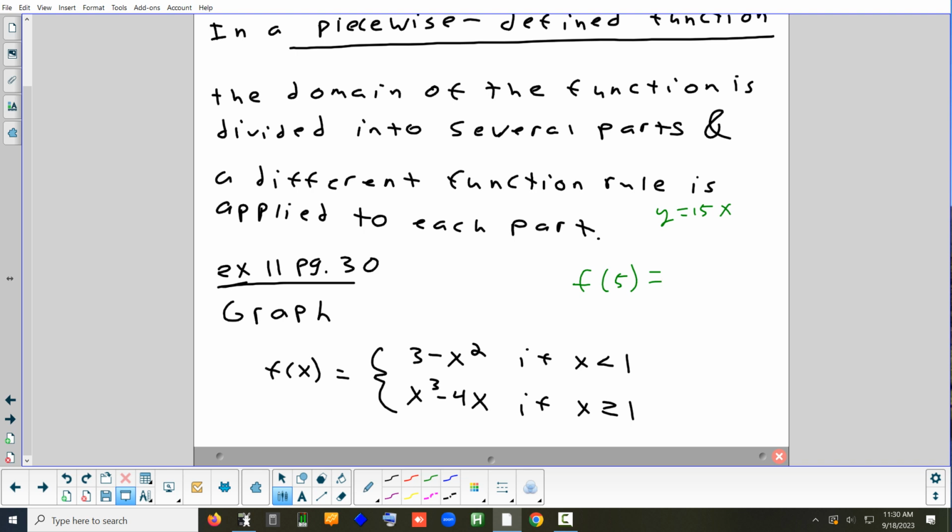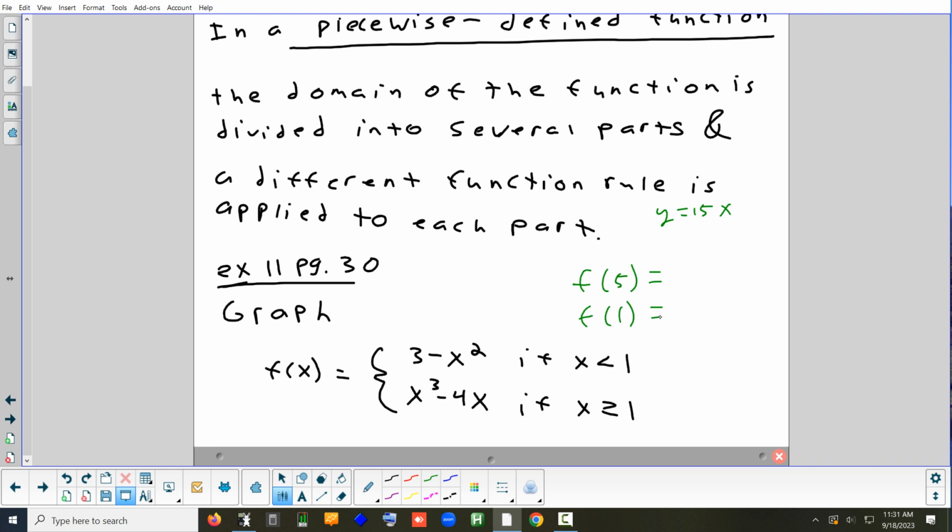So like, what if I wanted to find exactly 1? You can still use the bottom. You still use the bottom formula, and you plug 1 in for x and then do it out. So it's just a formula and then a condition when to use the formula. Any question on the idea?